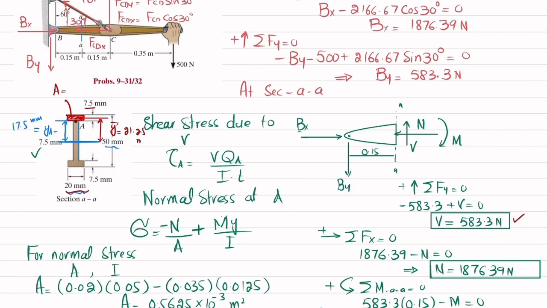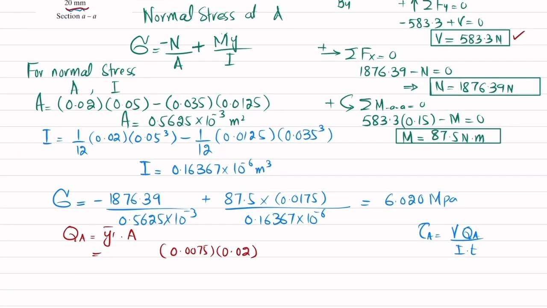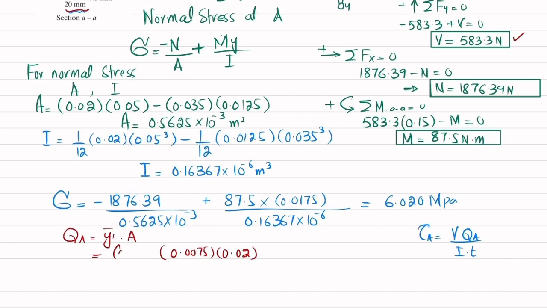21.25 millimeter. Because this distance is 17.5, you can see, and 7.5 divided by 2 will be this distance. When you add it, it will be 21.25. So I will write 21.25 as 0.02125. That will give you QA. And when you solve this, you will get QA will be equal to 3.1875 into 10 raised to power minus 6.